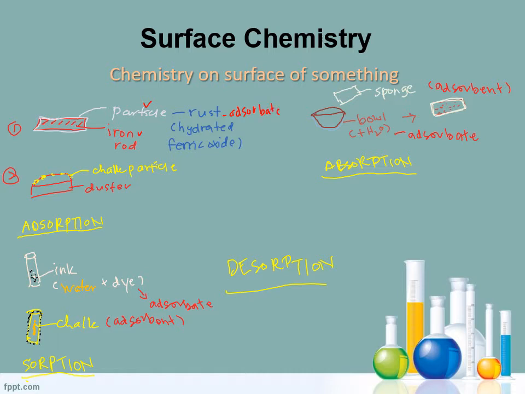So what is adsorbate? Adsorbate is particles or something that sits on the surface of anything. In this case, it sits on the surface of the iron rod. Now the iron rod is called the adsorbent. So what is adsorbent? Adsorbent is the substance on which the particles sit.